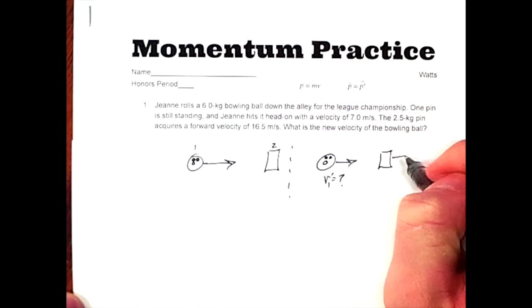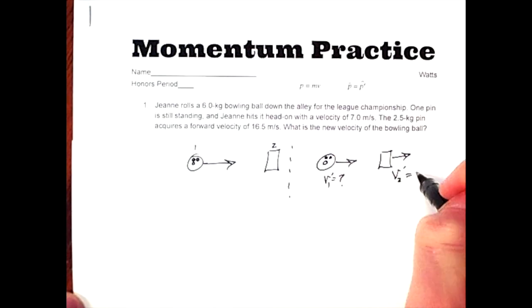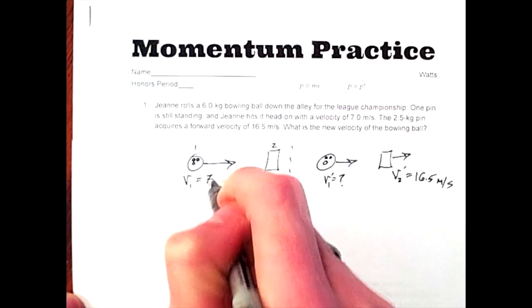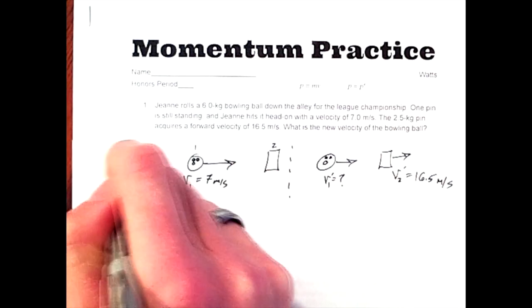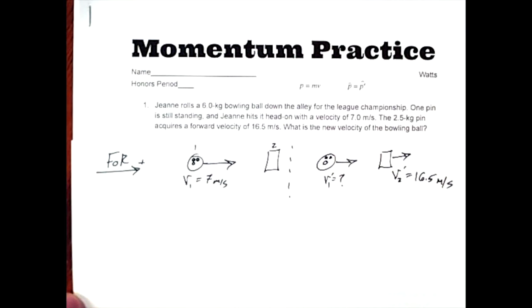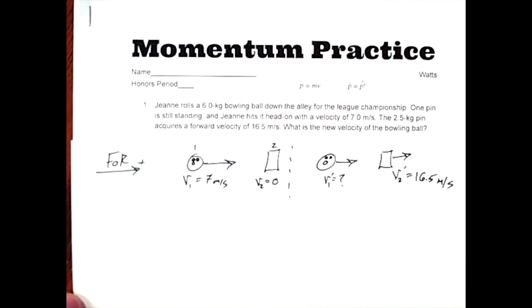I know that the pin acquires a forward velocity v2 prime of positive 16.5. Right? And I know that the original velocity over here of the bowling ball was positive 7 meters per second. This is based on going this direction as positive. I know that the initial velocity of the pin is 0.